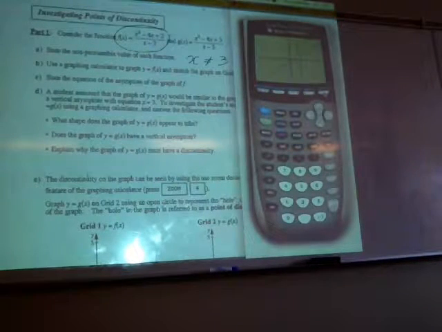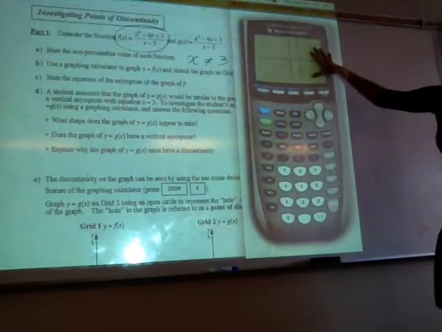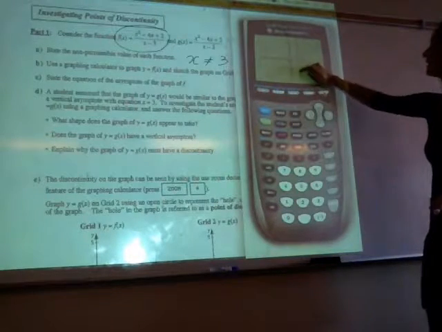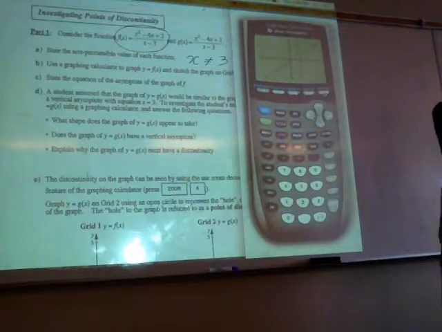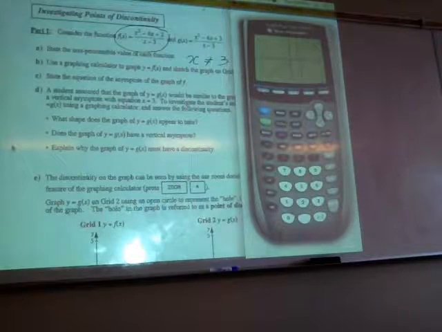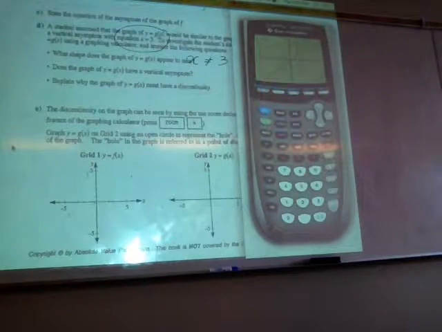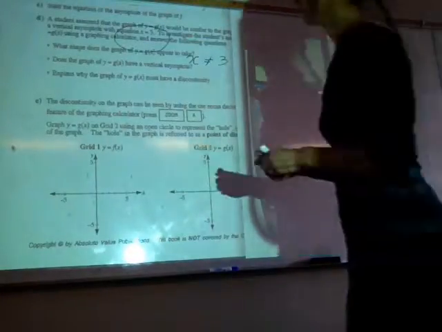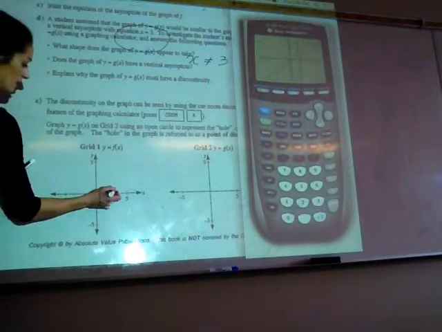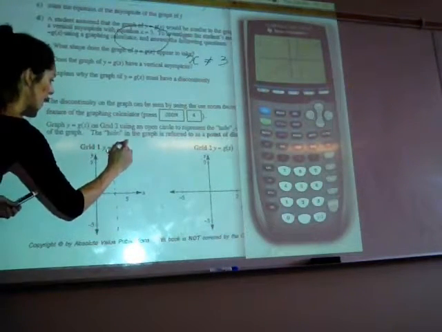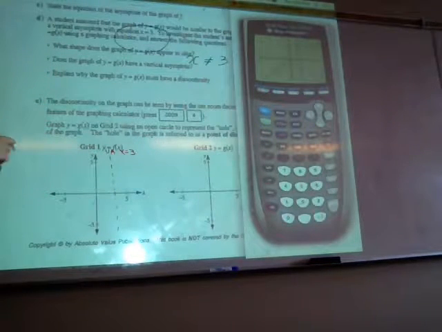Alright. So this is our function here. Based on a non-permissible value, I think it's pretty safe to say that we have a vertical asymptote at 3. So on your grid, you want to just plot that. Okay, so vertical asymptote at x equals 3. Now we can sketch the rest of the function.